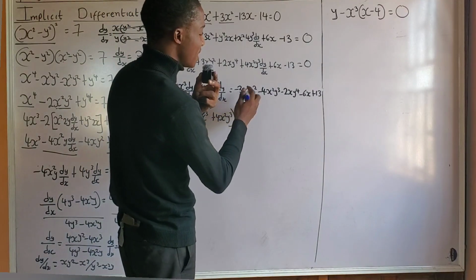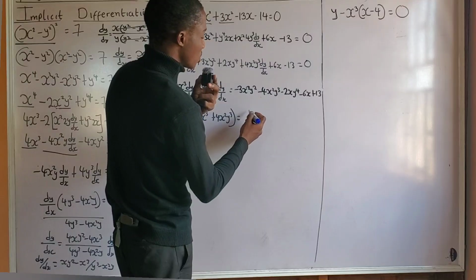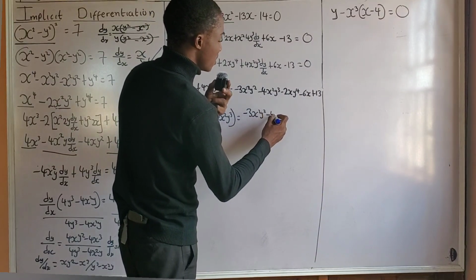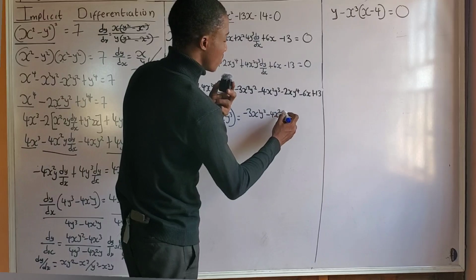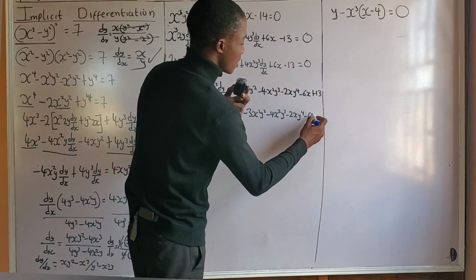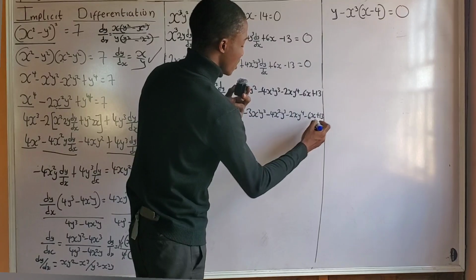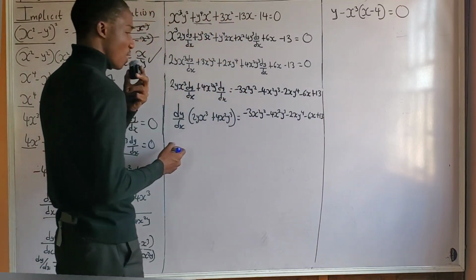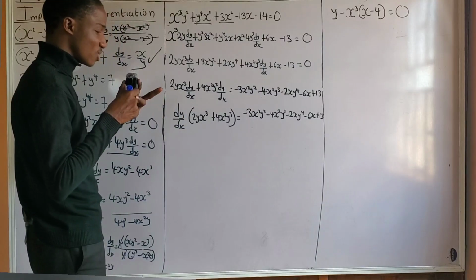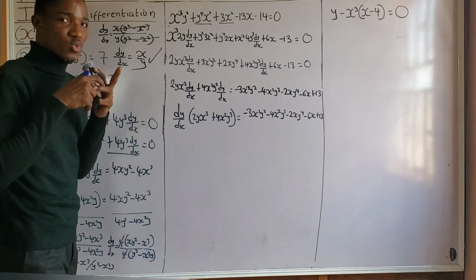Is there any term that can be added together? No. So let us proceed. Minus 3x squared y raised to the power of 2 minus 4x raised to the power of 2 y raised to the power of 3 minus 2xy raised to the power of 4 minus 6x plus 13. Okay. Now to get the value of dy dx, I'm going to divide both sides by 2yx raised to the power of 3 plus 4x squared y cubed.